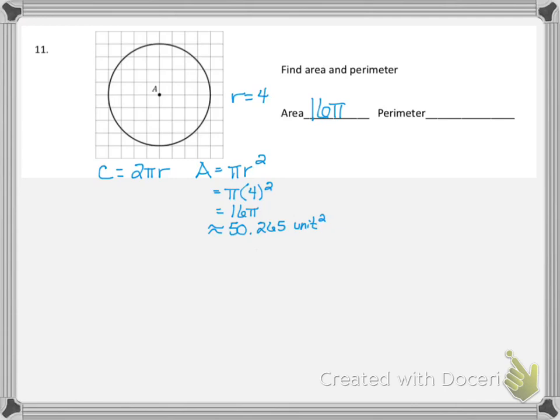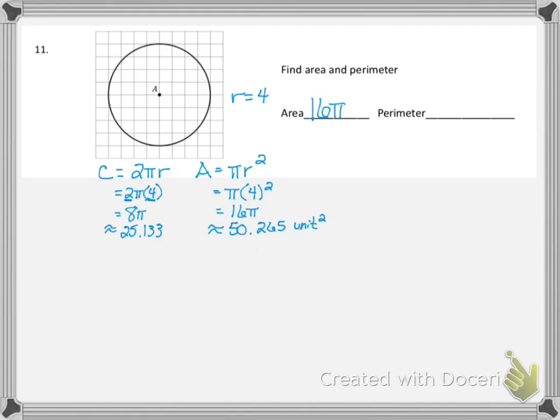Now let's find the perimeter of the circle. Just remember that perimeter and circumference means the same thing. So we are using C equals 2 pi r, and the radius is 4. So we're going to go 2 pi times 4. And basically we can go ahead and multiply those together. And so we would have 8 pi. If we were to go ahead and round this, then the circumference will be approximately 25.133.